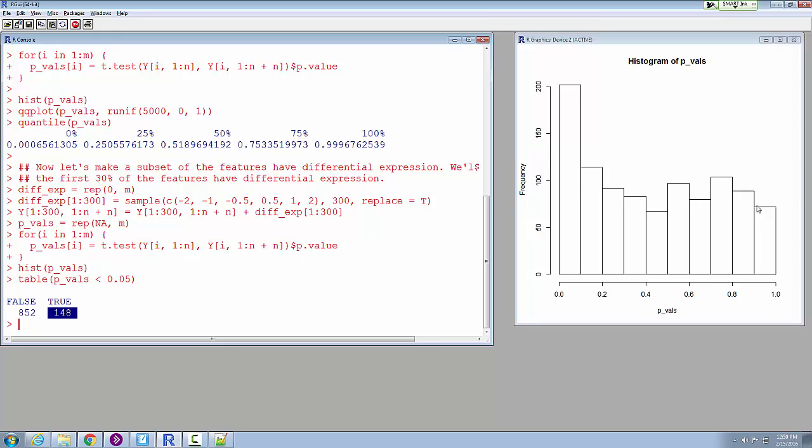So in the paper that we were looking at, that Storey 2003 paper, we said we can convert these p-values to a false discovery rate. For these 148 features that had p-values less than 0.05, if I can estimate the proportion of my 1,000 features that are null, then I can convert this result into an estimated false discovery rate.